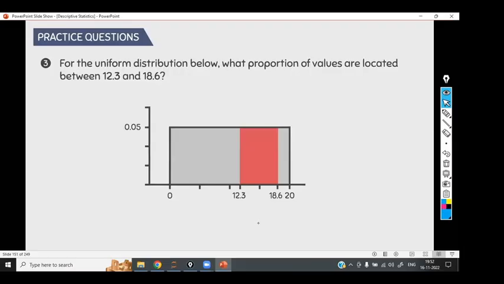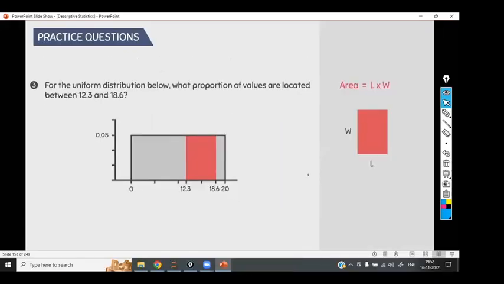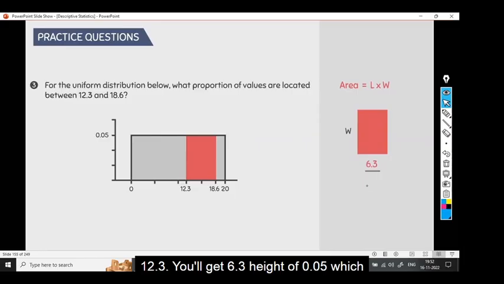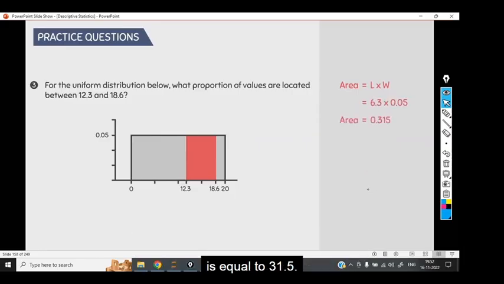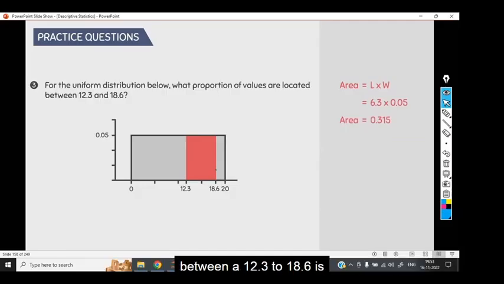How to calculate the area? It is just the area of a rectangle. You know the length, you know the breadth, L into B. You just multiply: 18.6 minus 12.3 gives 6.3, times the height of 0.05, which is equal to 31.5. So this is the area, this is the probability. The total number of people between 12.3 and 18.6 is 31.5. Is that clear?